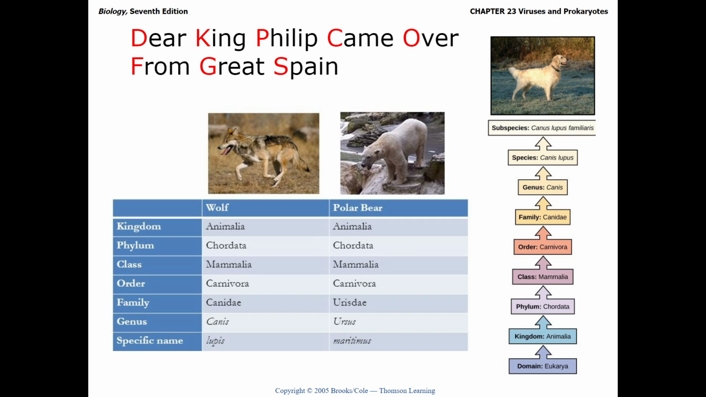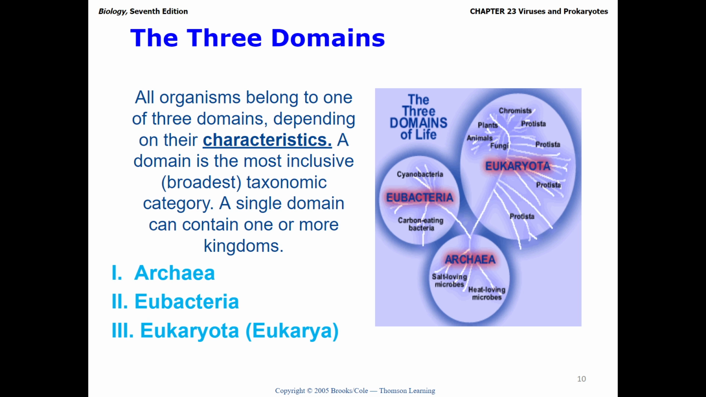A way to remember the order of these taxons from domain to species is the phrase, "Dear King Philip came over from Great Spain," with the D for domain, K for kingdom, P for phylum, C for class, O for order, F for family, G for genus, and S for species.